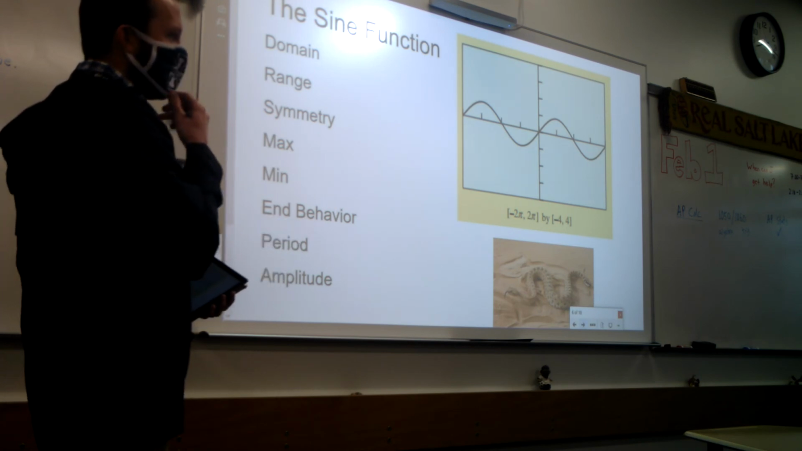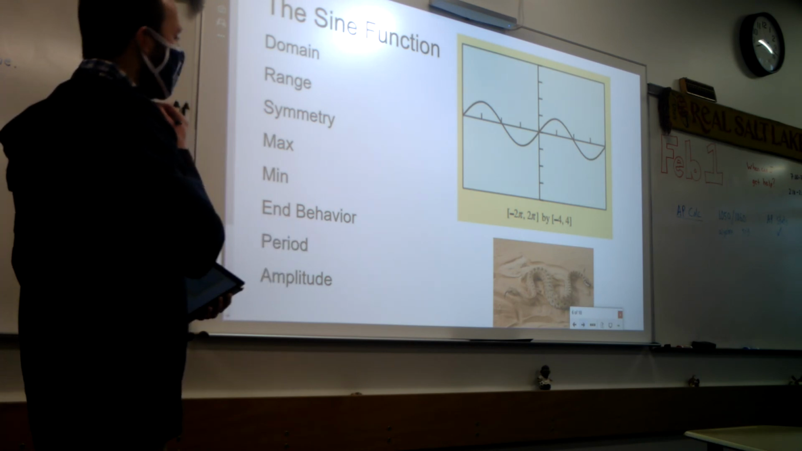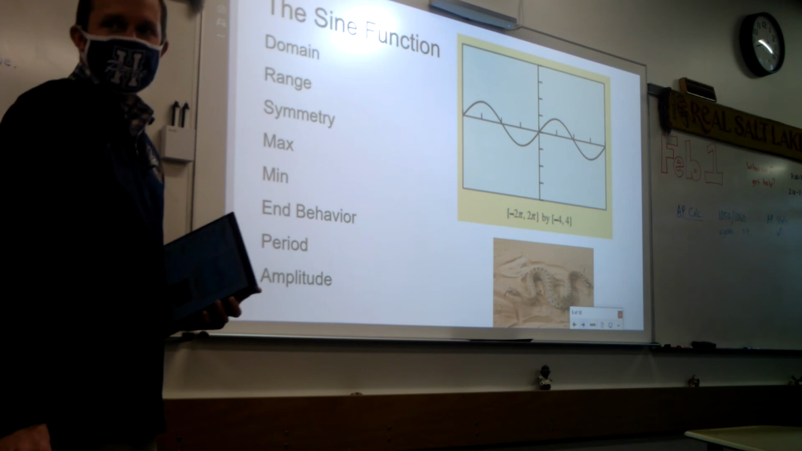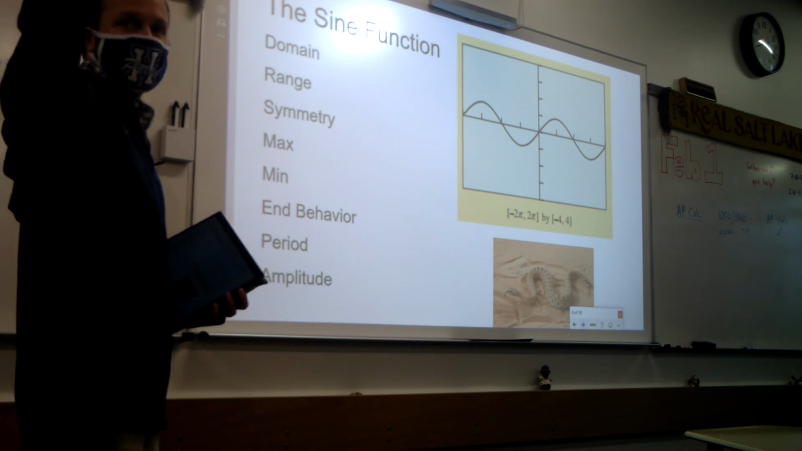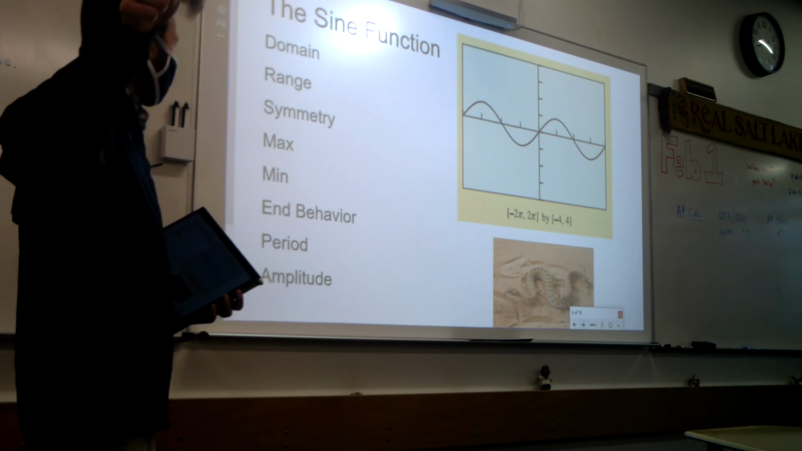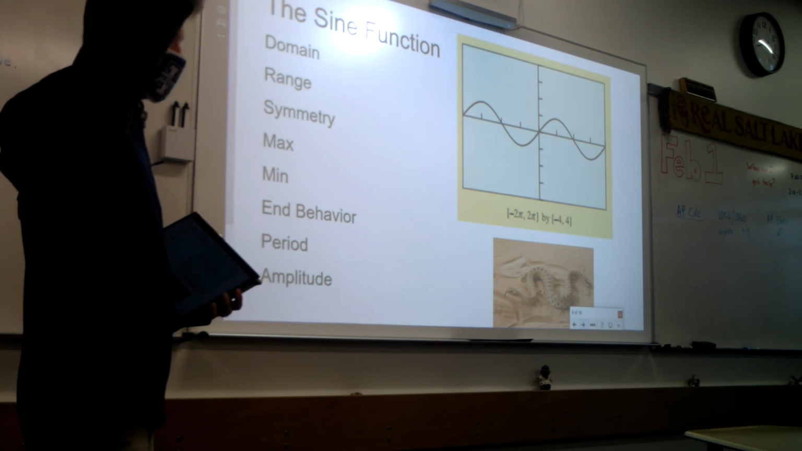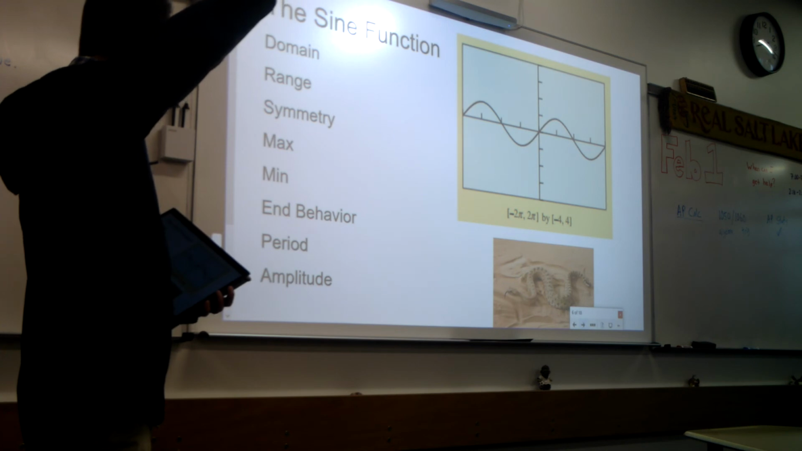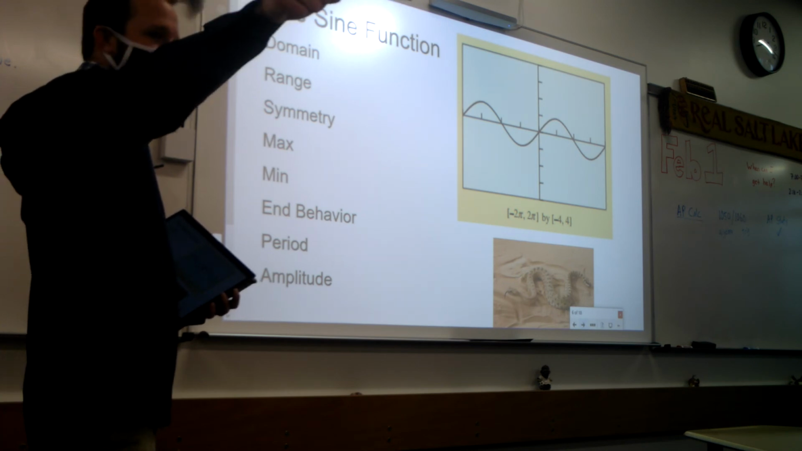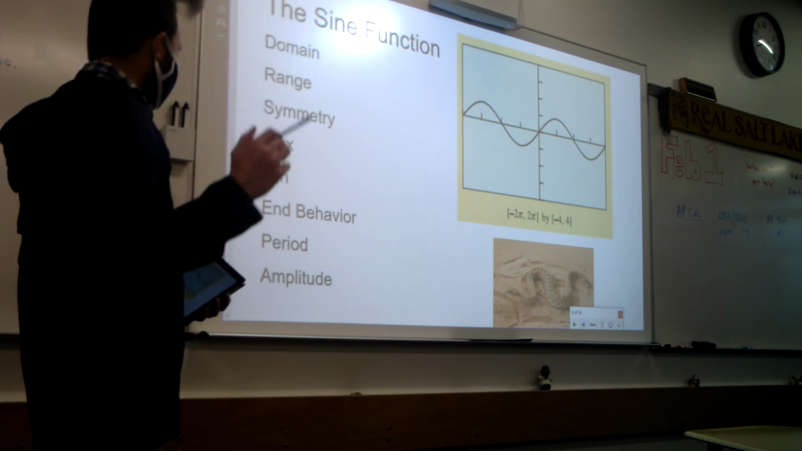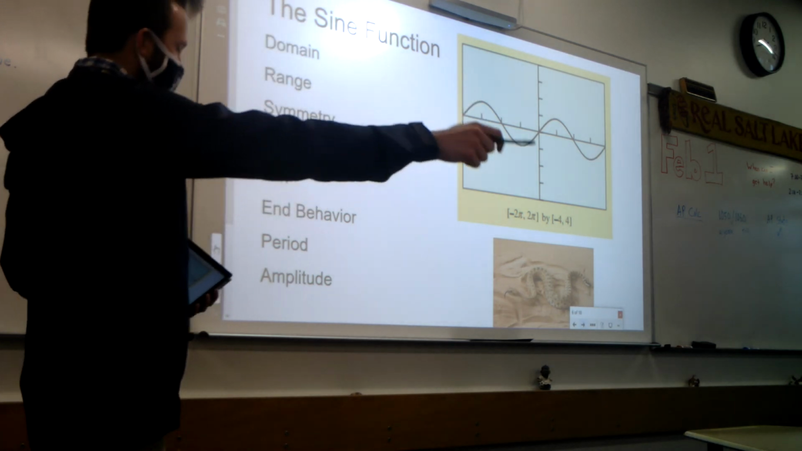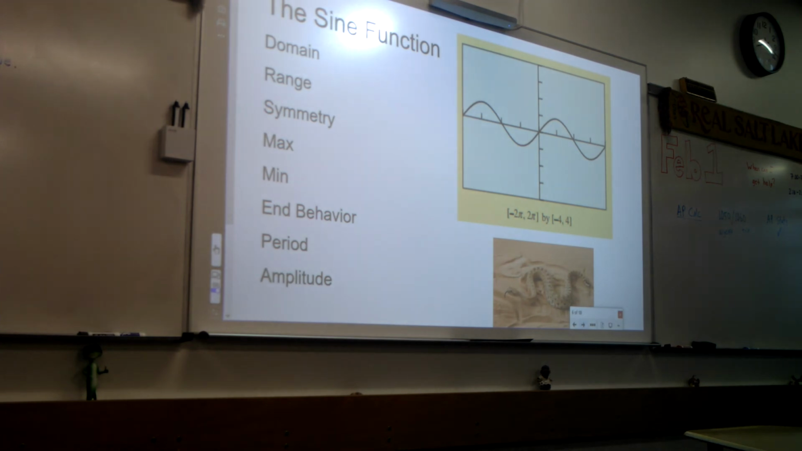Okay, so let's just quick review on this. I'm actually going to have you guys help me. So I want to start with Josh. You're going to do the domain, Micah range, Tau, what kind of symmetry do we have here? Brandon, max. Then we'll go to Kara for the min. End behavior will kind of split up. We need to talk about what is the end behavior, but Adam, I'm going to go to you on that one. Period, amplitude. Okay, so what is a domain?